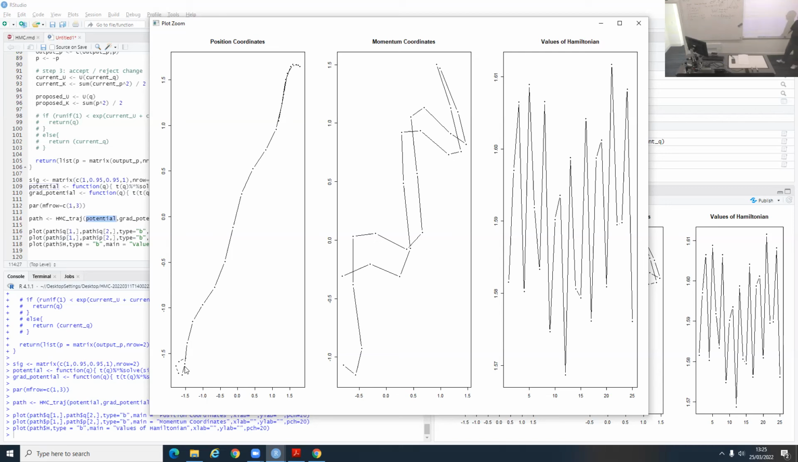With the position plot, we can see we take small steps along the way, and eventually reach somewhere quite far away from the original point. So it's a big update, which is good, because we want a big update so we can speed up the exploration of the distribution. This is the momentum, which just illustrates how the momentum changes. It's not really important.